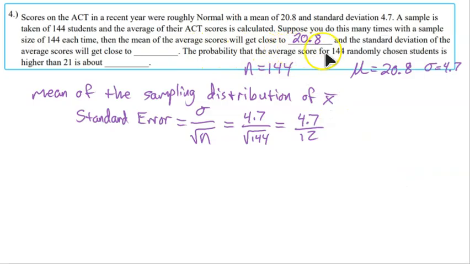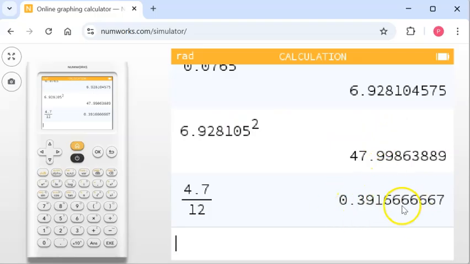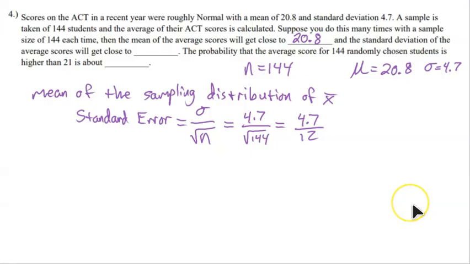Now look at this. The probability that the average score is higher than 21. To do this last blank here, I'm going to need the standard error. So I'm not going to round it to only 3 places. I'm going to go 0.391667. And now it says the probability that the average score, whatever it is, for 144 randomly chosen students is higher than 21.